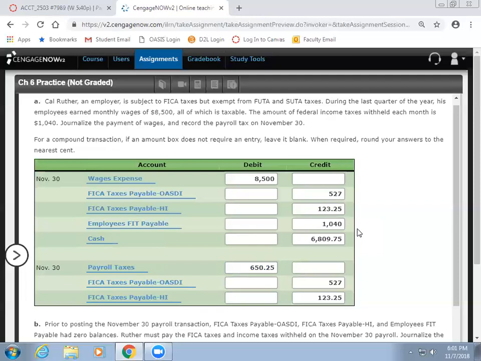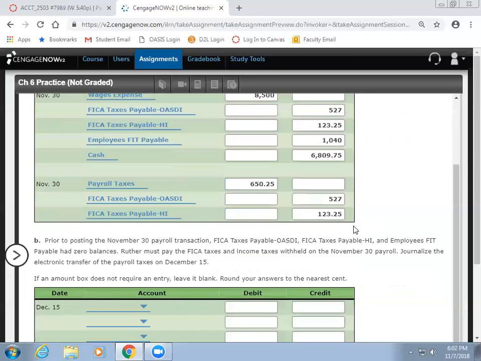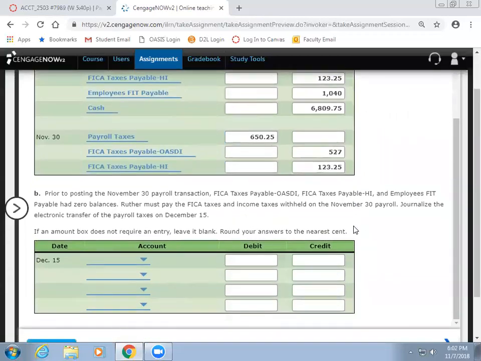And then there is a Part B. If you scroll down, it says prior to posting this November 30th payroll, all of our payables, our FICA payables and our FIT payable, had zero balances. And we need to pay the FICA taxes and income tax that was withheld on November 30th. So all we're showing here is the electronic transfer of the payroll taxes on December 15th. So what I need to do is just add up those payable accounts.